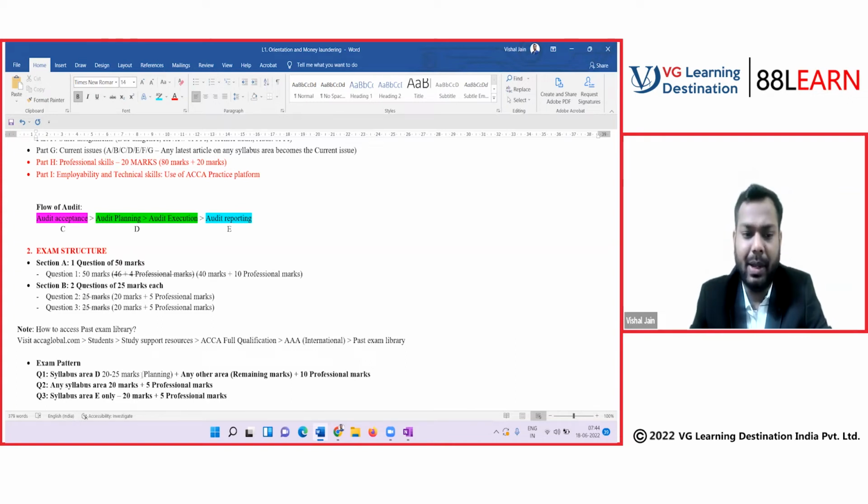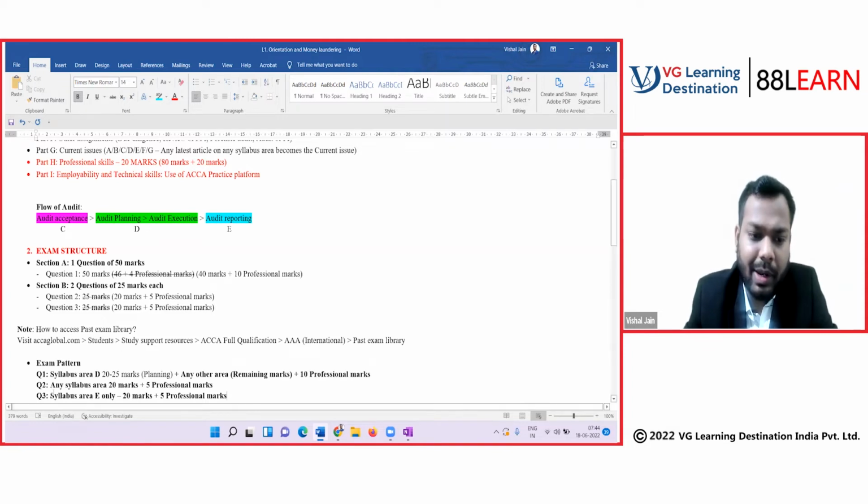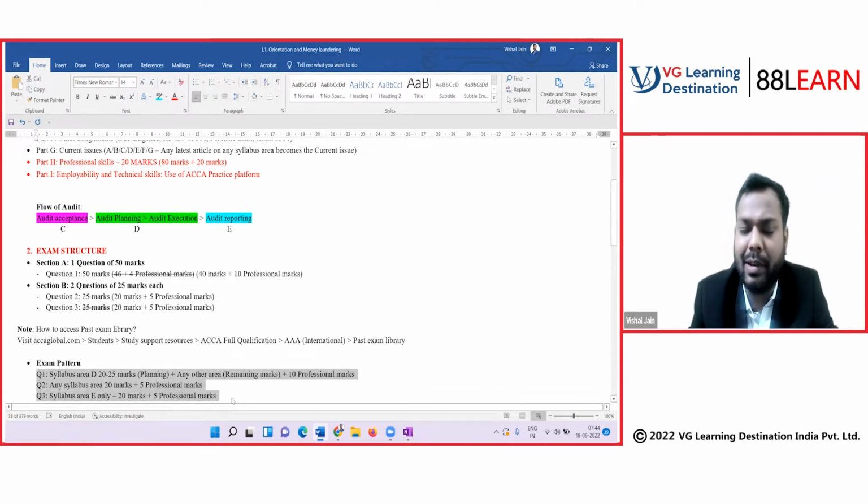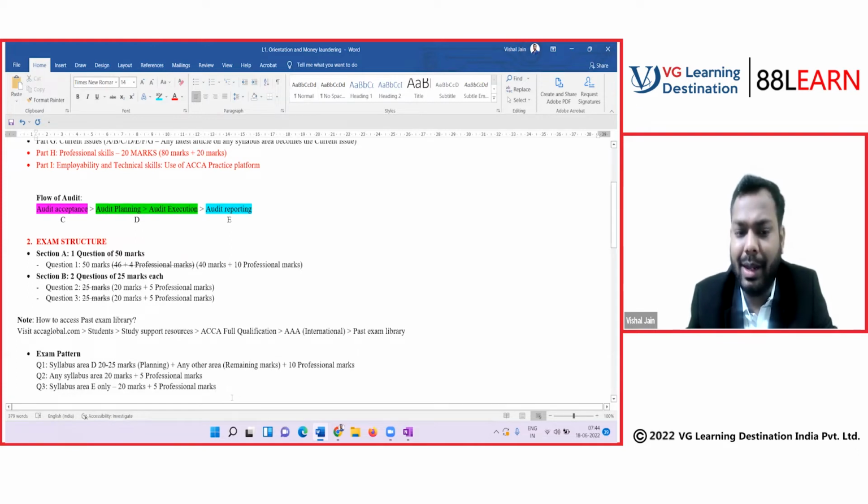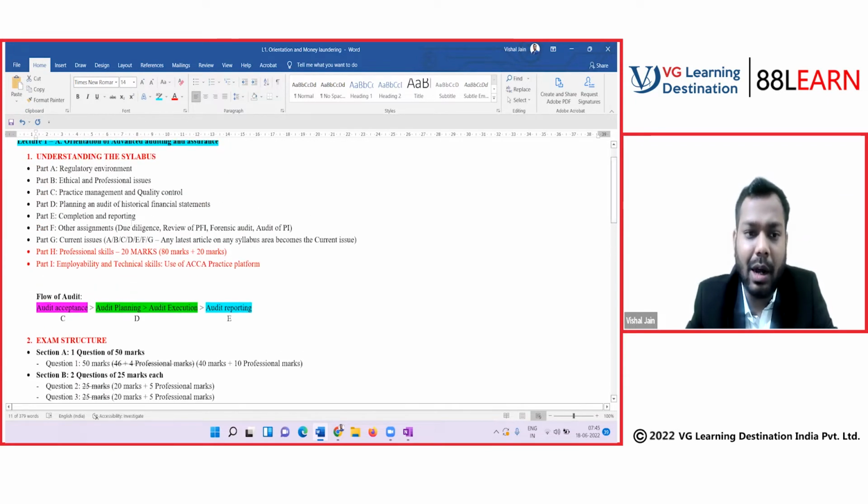Now, what was happening is that a syllabus area E question of 20 marks has come up in the past either in question number 2 or question number 3. But if we see the trend of the last 3 to 4 attempts, syllabus area E is tested only in question number 3. So this is how your questions will come. Syllabus area D will come up around 25 marks and syllabus area E will come up 20 marks. So you can say these syllabus areas are very important.